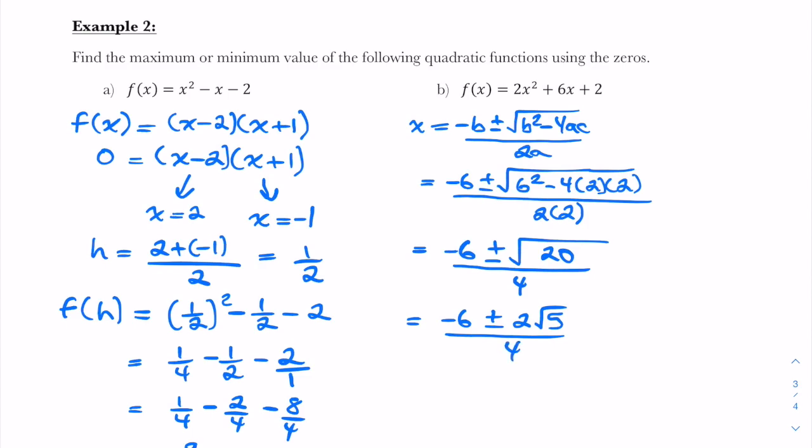We have our two x-intercepts, so I'll just write them out explicitly here. One of them is going to be negative 6 plus 2 root 5, and that whole expression is over 4. And the other one is going to be negative 6 take away 2 root 5, once again all over 4.